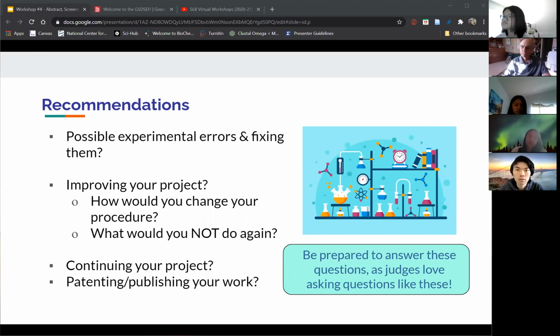What was a mistake, or something you did that you maybe shouldn't have done and won't do next time? You should also talk about if you plan to continue your project, if you plan to implement it, and if you plan to perhaps publish or even patent your work.